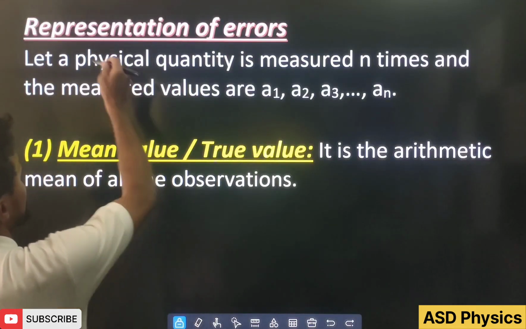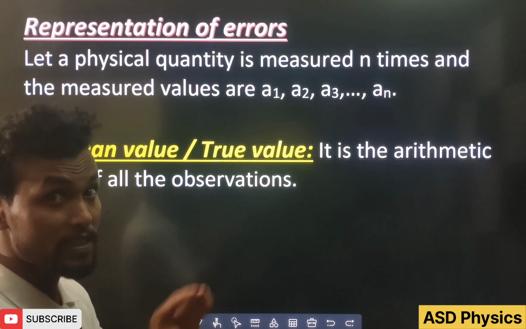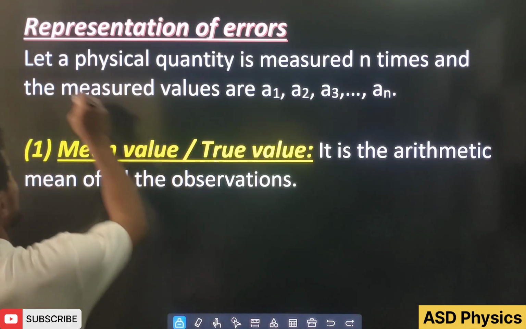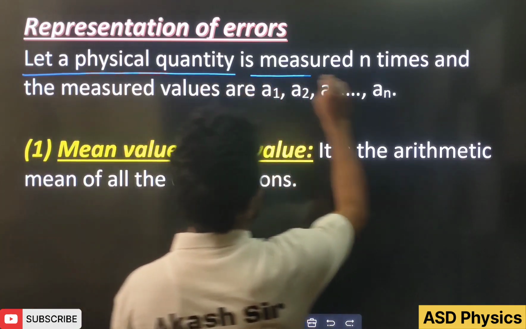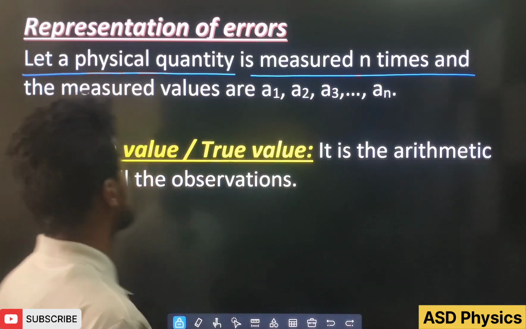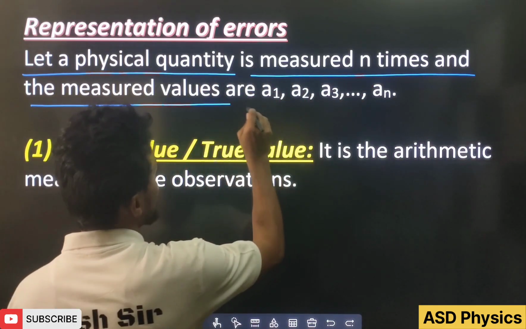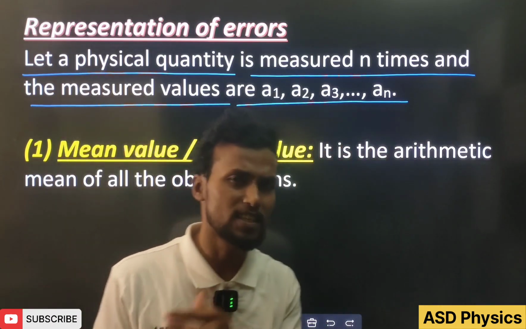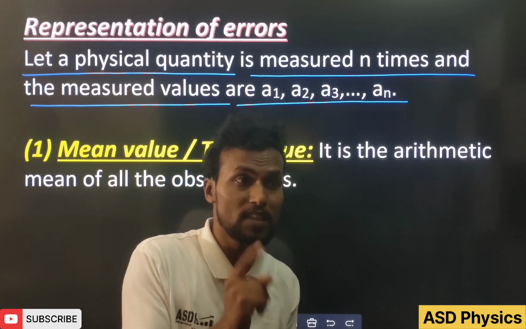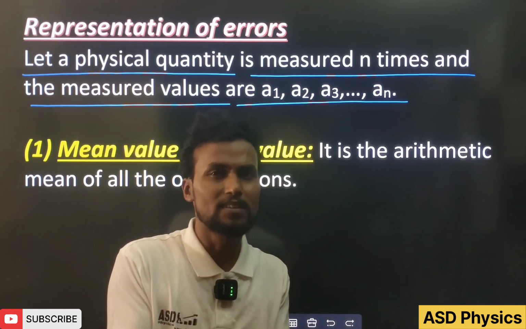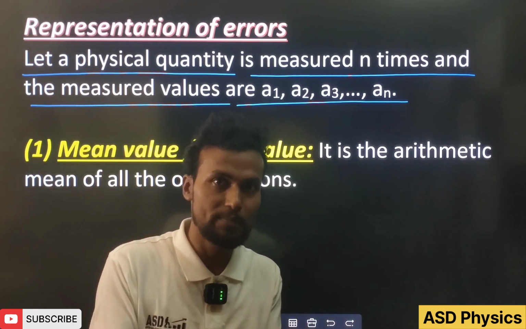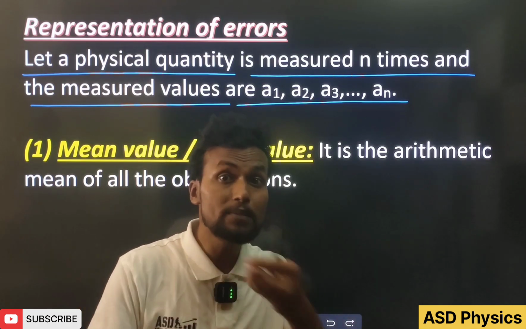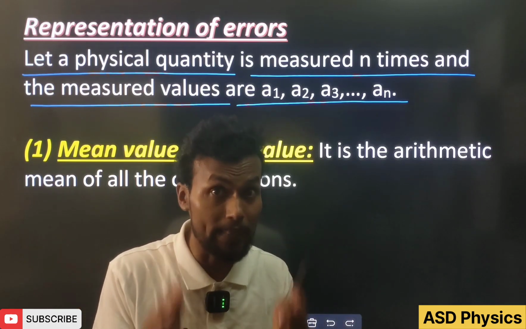Okay. Great. Next one, see, very easy. Now the very easy topic came. See, representation of the errors, but important because we have to use it in the combination of errors. So say here, let a physical quantity be measured n times and the measured values are A1, A2, A3, dot dot dot, AN. Because whenever students go in a lab, they have to measure, let's take for example, length, but one student will measure, second student will measure, third student will measure, even one student will measure multiple times also. Why are we measuring multiple times? To reduce the errors.